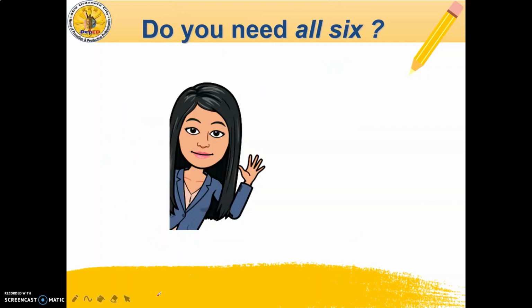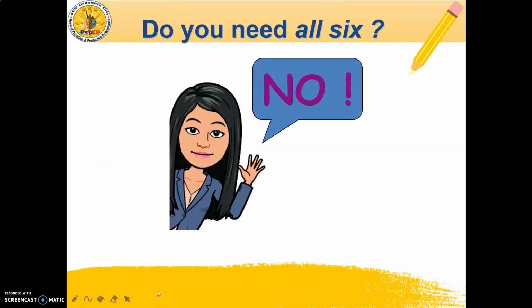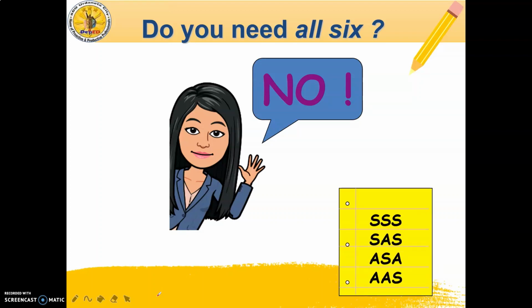Do we need all 6? No. And that's where triangle congruence theorems and postulates come in. We will talk about these 4 postulates and theorems that are needed to prove triangles congruent without even identifying the 6 pairs of corresponding parts.